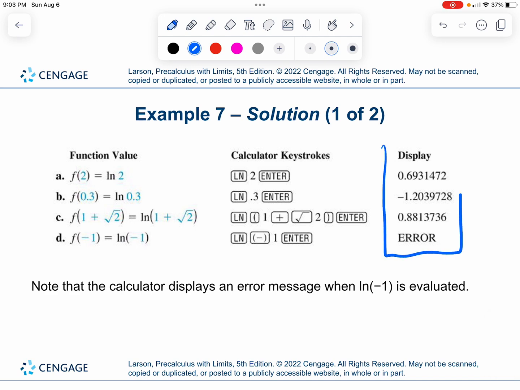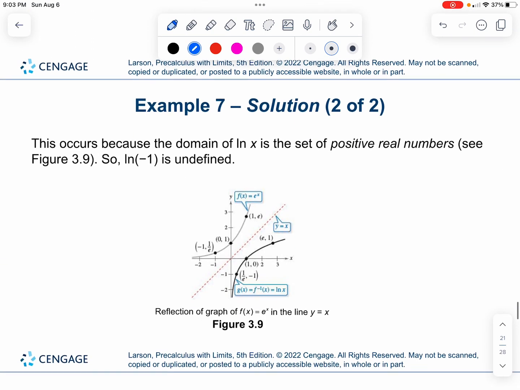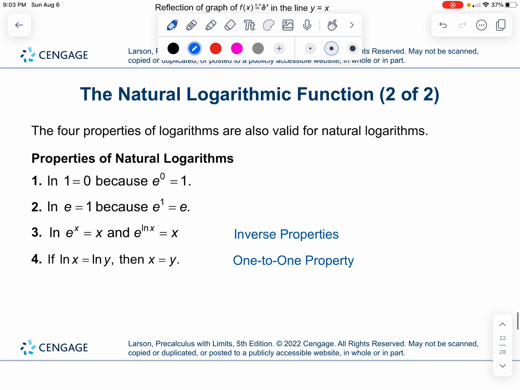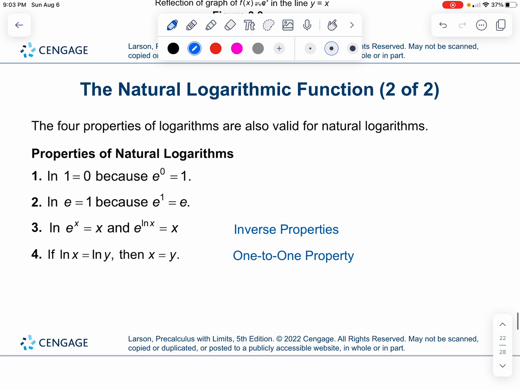Here are the answers if you want to check and try it yourself. You can't take the natural log of a negative number because it's outside of the domain, so you will notice you get an error for part D. And then similar properties with the natural log as we had for the general logs.